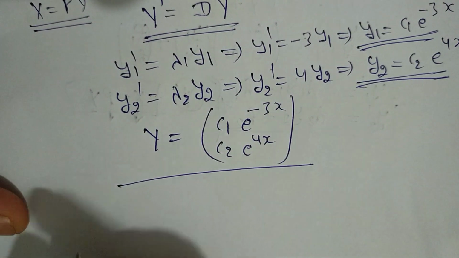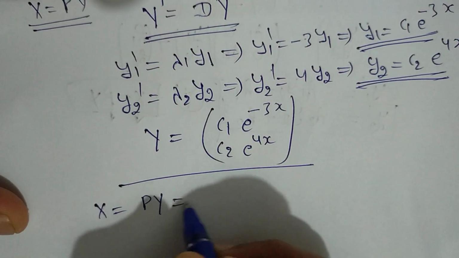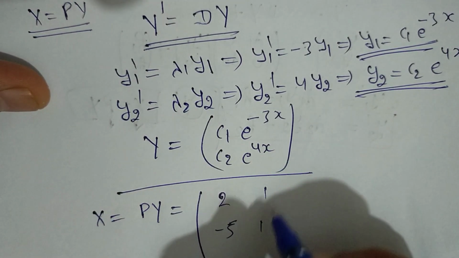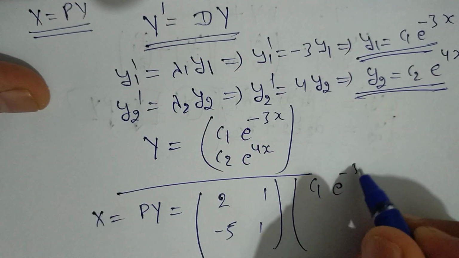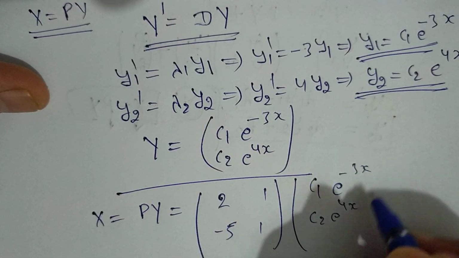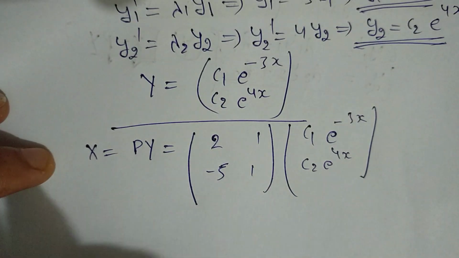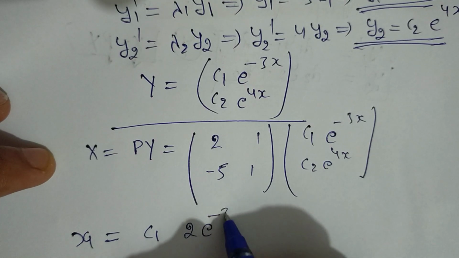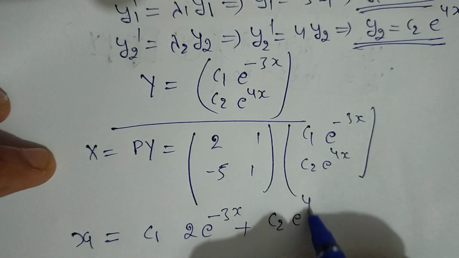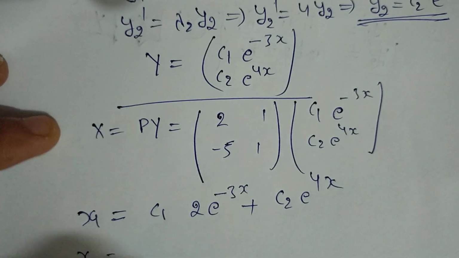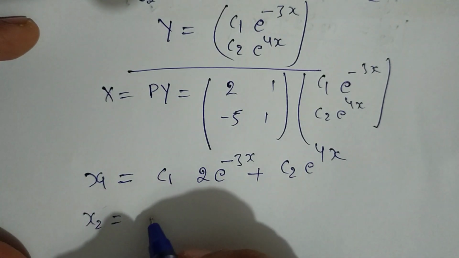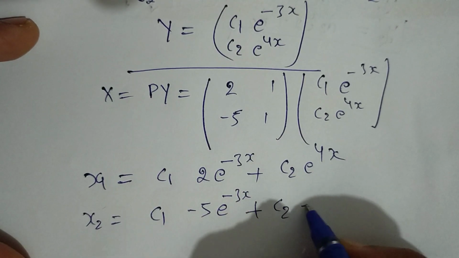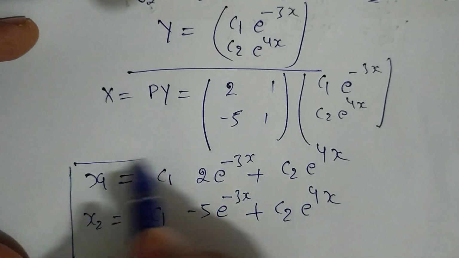Now your solution X equal to PY. The P matrix we have is 2 1, -5 1, into c1 e power -3x, c2 e power 4x. If you open this, we get x1 equal to 2 c1 e power -3x plus c2 e power 4x, and x2 equal to -5 c1 e power -3x plus c2 e power 4x. So this is your solution x1 and x2.